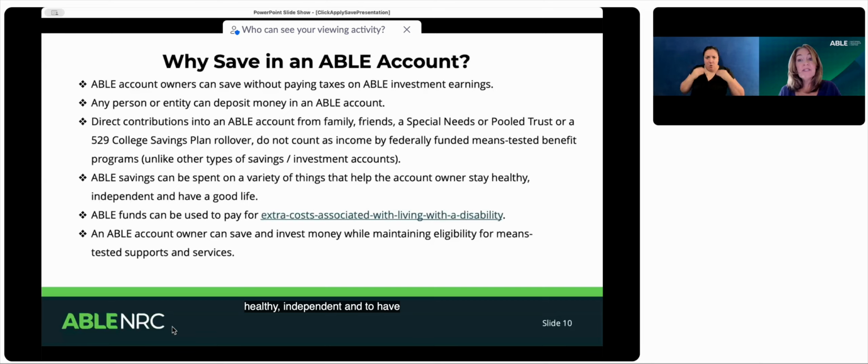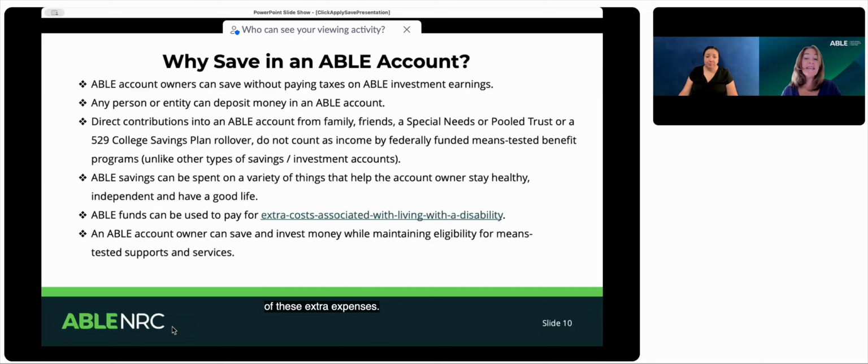And ABLE funds can be used to pay for the extra costs associated with living with a disability. An NDI study has shown that households with a working age adult with a disability require, on average, 29% more income per year to obtain the same standard of living as a comparable household without a member with a disability. And so the ABLE savings can be used to help pay for some of these extra expenses.